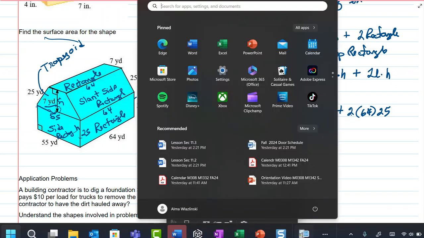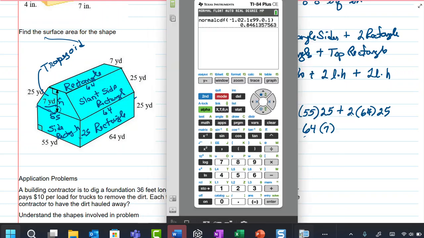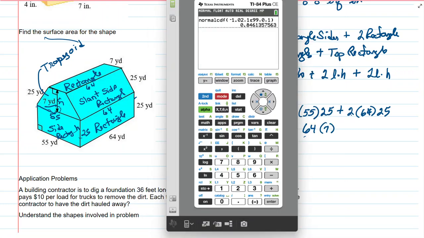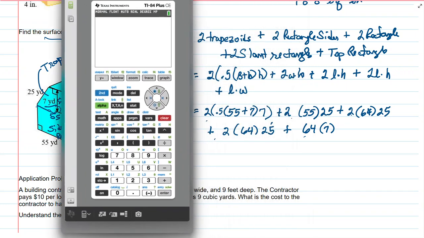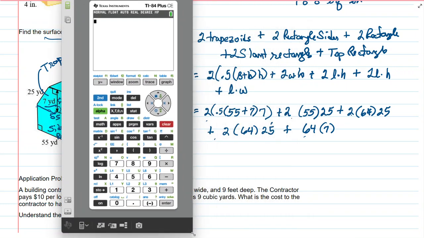Okay. When I do this giant math, I get 10,034. And I've made a small mistake somewhere, I think. Let me look. Times 7, 55, 25. Okay, 10,082. That's what it is. And this is in square units. And these units are in yards. All right, that was a good one.